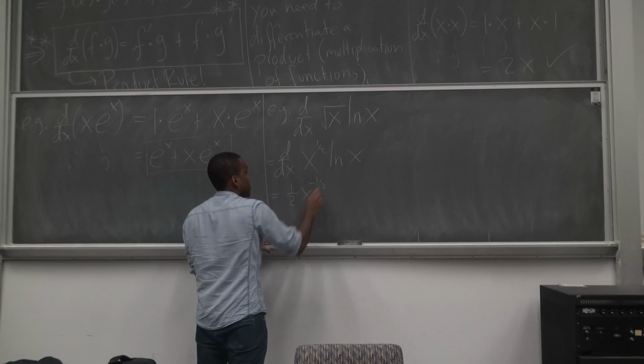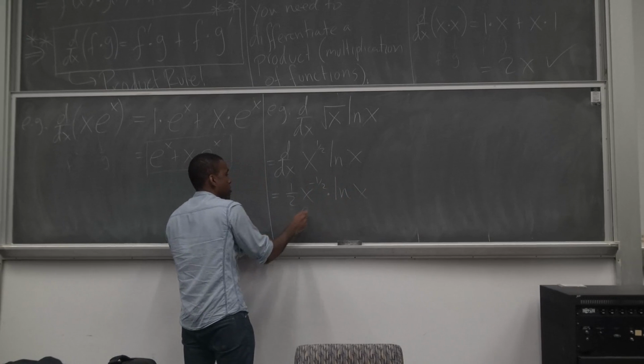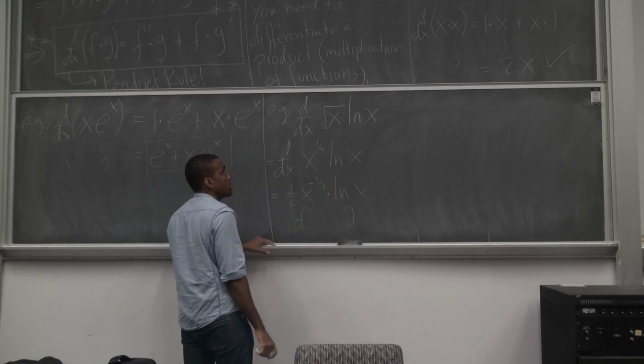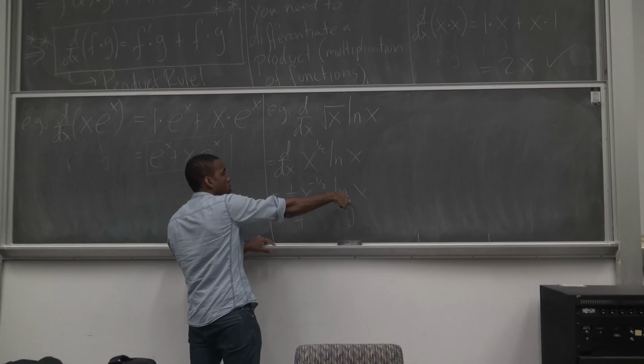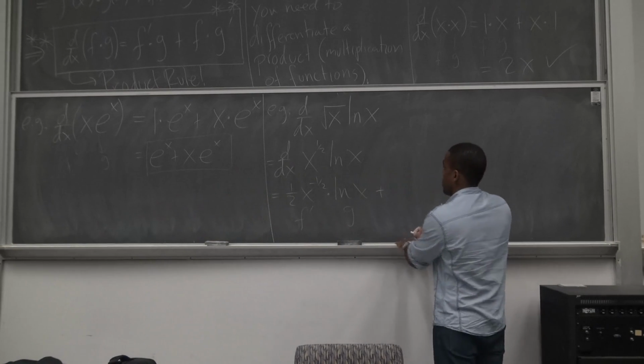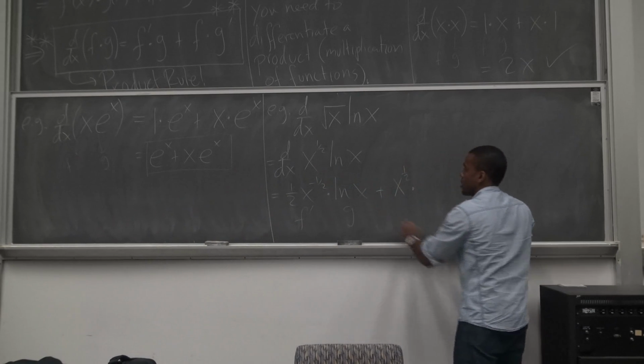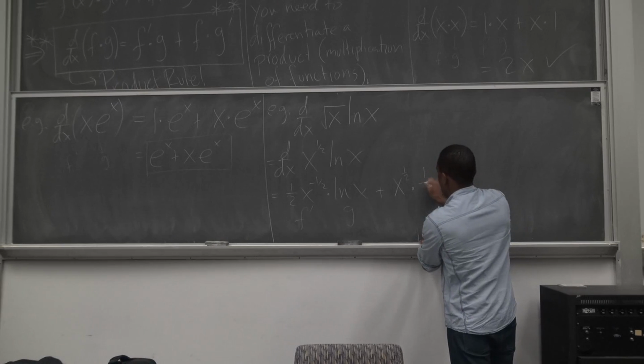Half x to the negative... x of x. Right? So this is my f prime, that's the g. All right, so I differentiate this guy, but I leave that one alone. Plus, do the opposite: leave the first one alone, and differentiate the second one, which is 1 over x.